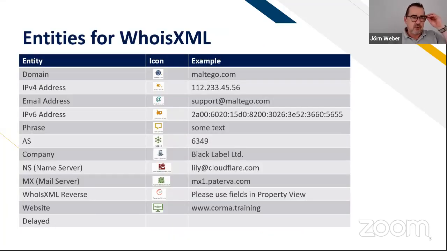So connected to the WhoisXML API transforms, the new ones, are a number of entities. Of course, the domain, IPv4 address, email address, IPv6 address, the phrase, AS, company, name server, mail server, and a new one. And all the others are standard transforms. You can find them relatively easily. The reverse Whois is a separate new entity that you need to pull from the entity sidebar into the graph. I will show you how that works.